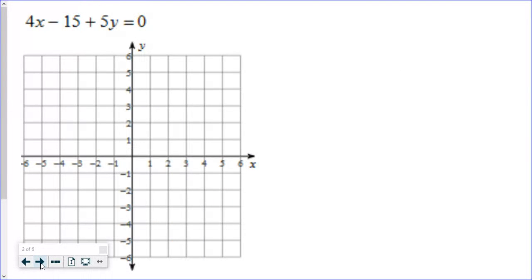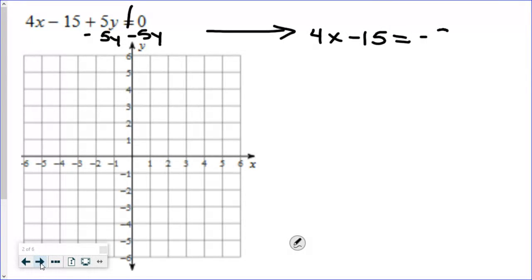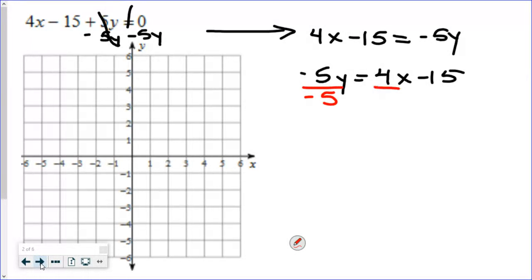Okay, let's do another one. Okay, so first thing I'm going to do is I'm going to get rid of the 5y. Okay, if I draw that line in. So I get 4x minus 15 equals negative 5y because it's gone from that side. Now I'm going to flip-flop my sides again. Okay, not changing the order, just flip-flopping them. Now I'm going to divide everything by negative 5.